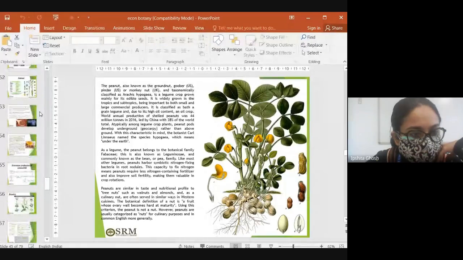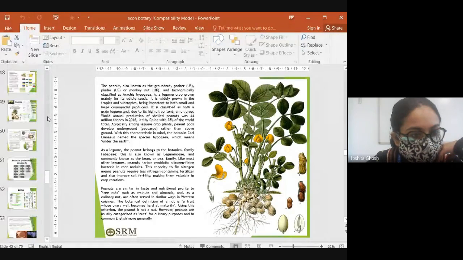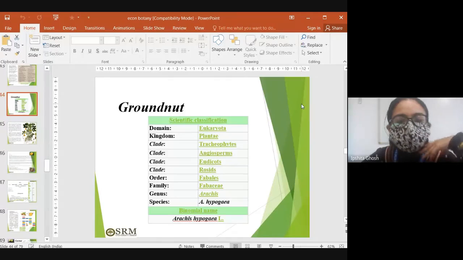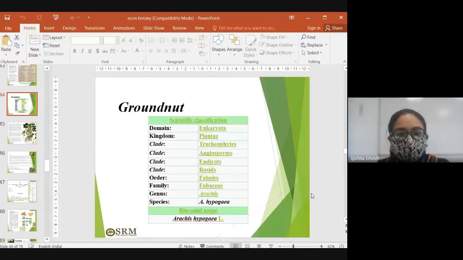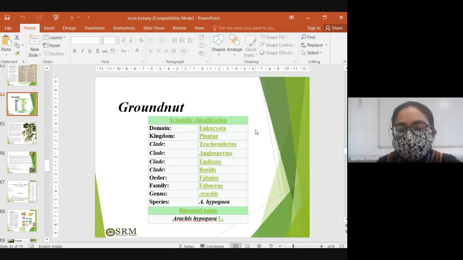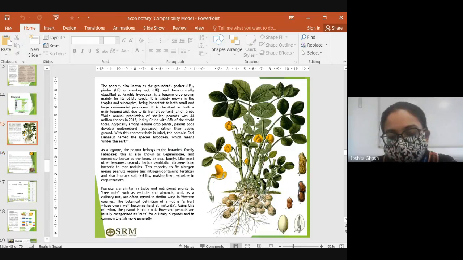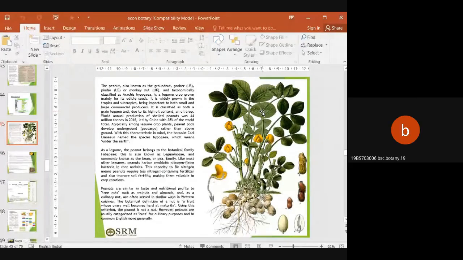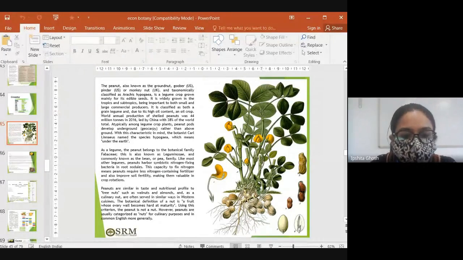So we covered this yesterday. We've done groundnut oil, extraction of groundnut oil. We started with the systematic position of groundnut. So groundnut belongs to which family? Fabaceae, or Leguminosae family.